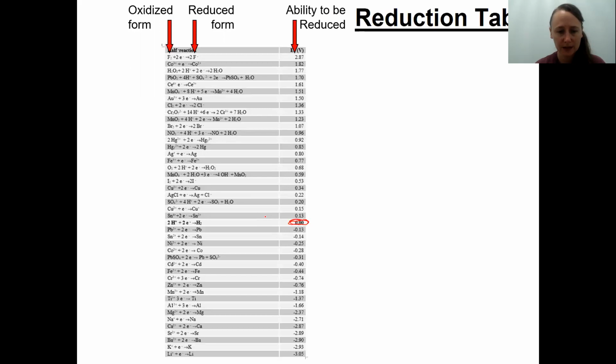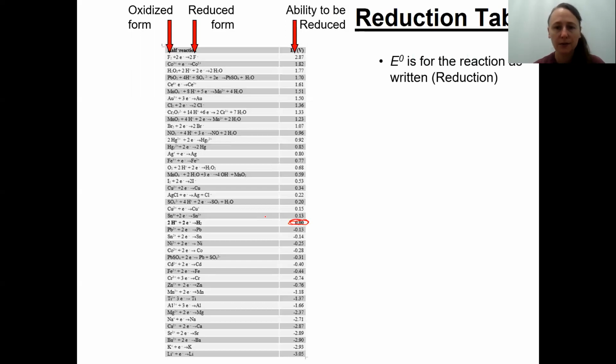So down at the bottom of the table, you see negative numbers. These are things that do not work well at being reduced. So a lithium ion, for example, does not like to gain electrons to form lithium. And if you remember the demos with sodium and lithium and potassium being thrown into water, they are very reactive. Those metals want to lose electrons and form the ions, and those ions are very stable. So if you try to go in reverse and put electrons on those ions, it's not going to work very well, and therefore these have negative potentials for reduction.